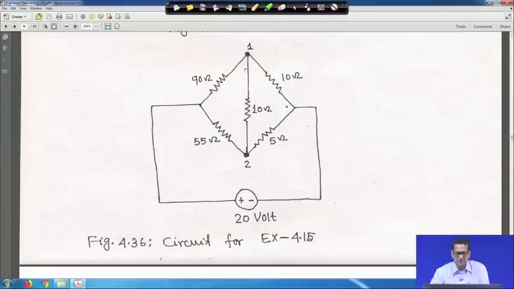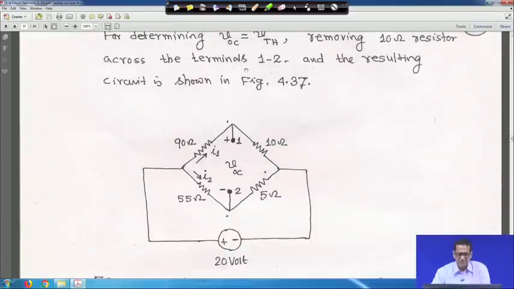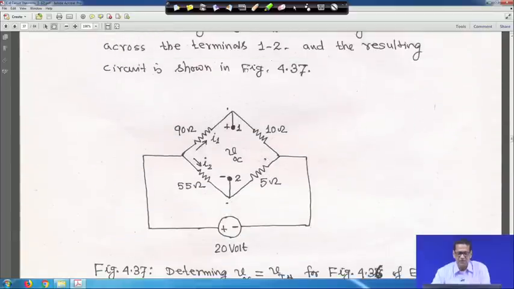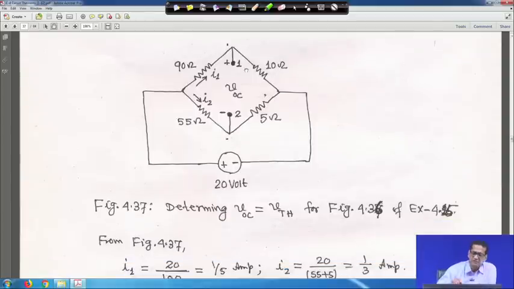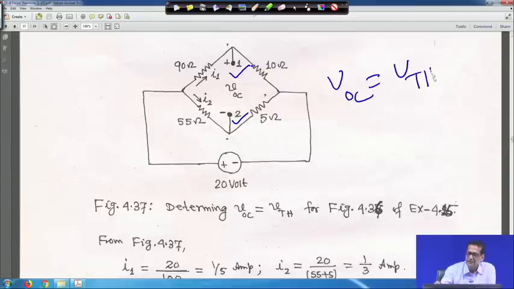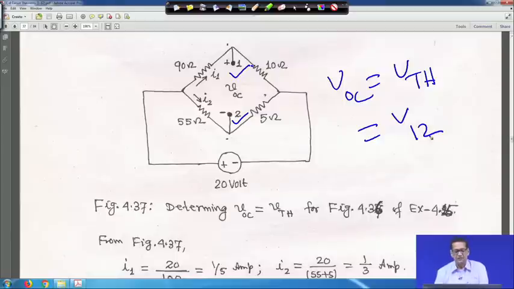So, look, the 10 ohm resistance is open. This is your terminal 1 and this is terminal 2. So, VOC, which is nothing but V Thevenin, is equal to V12. Now, once you have done that, if you look into the circuit, you have to find what is I1 and what is I2.